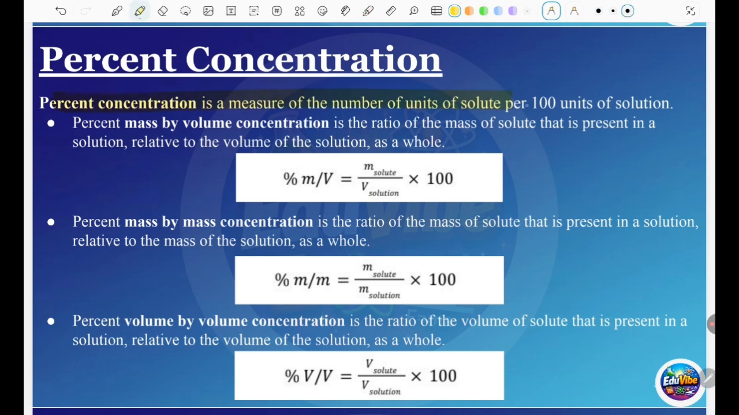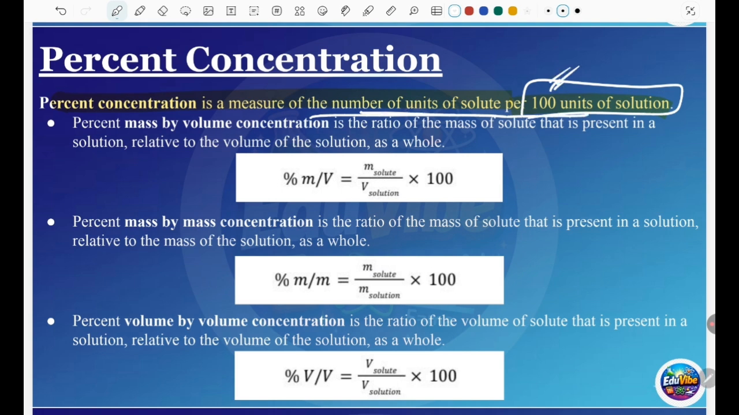So the percent concentration is the measure of the number of units of solute per 100 units of solution. Basically we measure the number of units of the solute per 100 units of the solution. Why 100? Because we're including the percent in this. If there's a percent, we divide by 100, you know that. So that's the thing we take care of. This number of units of the solute per 100 units of solution is called the percent concentration.